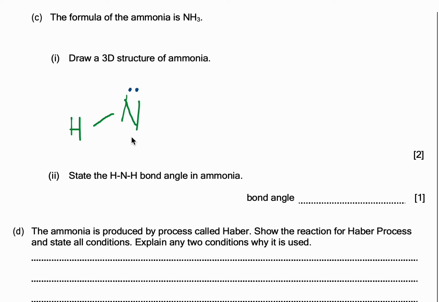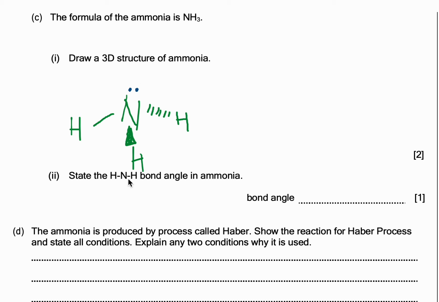And next, one hydrogen must be aligned in front of the screen. So we use a shaded line, and we use a dashed line that shows that this hydrogen is at the back side of your screen. So 2 points, 1 point for this correct 3D and 1 point for showing the lone pair.